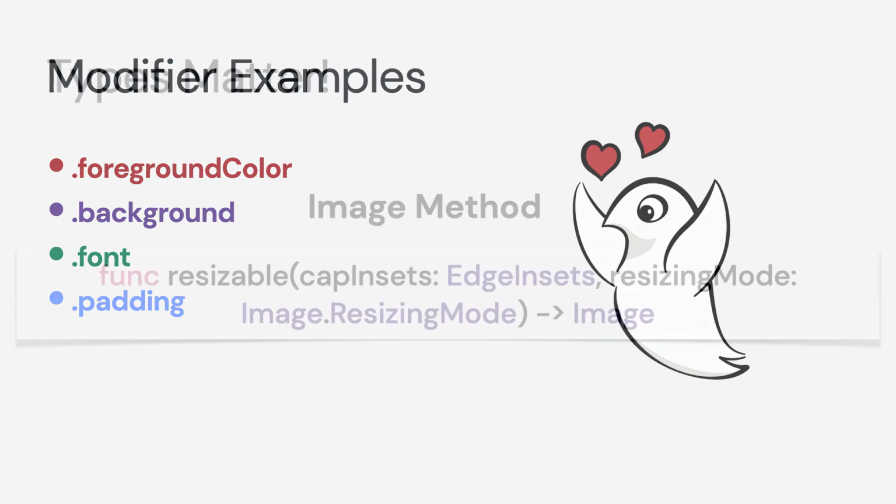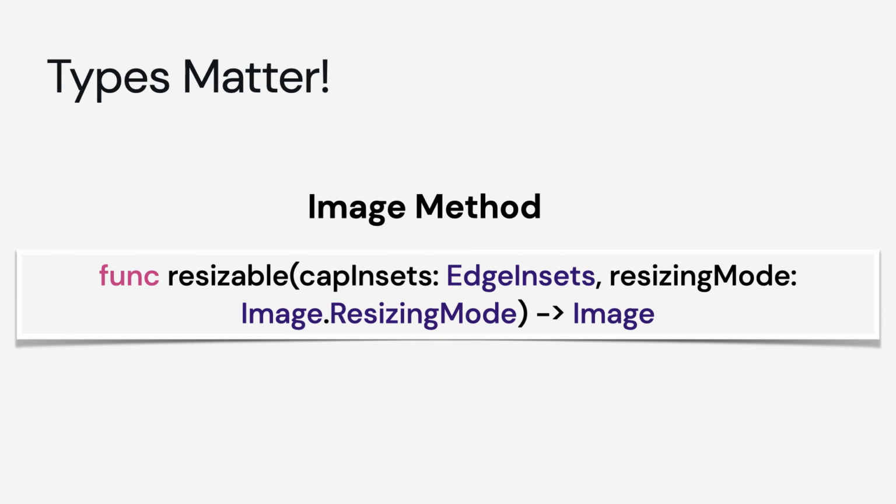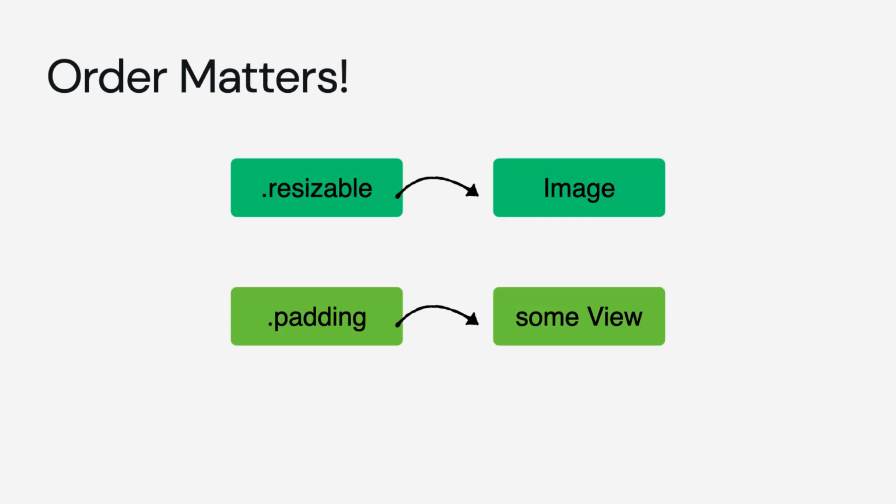First, types matter. The resizable modifier is a method on the image type, not the view protocol. So you can only call it on an image. And just as important, it'll return an image. Second, and related, order matters.